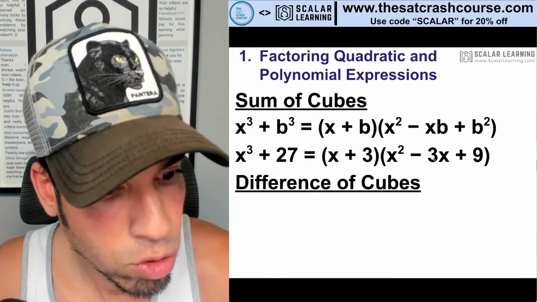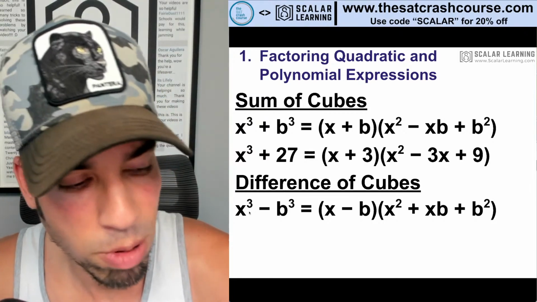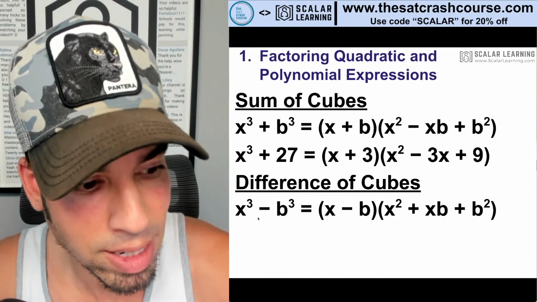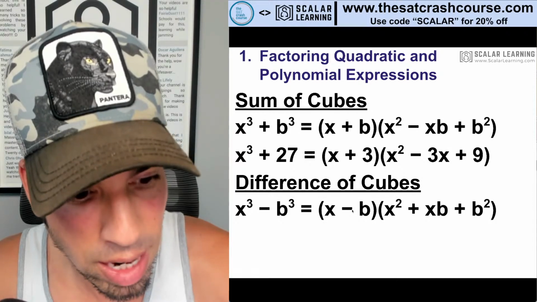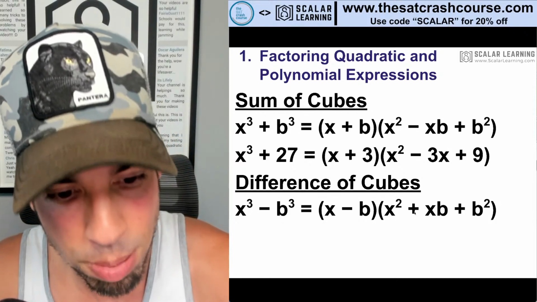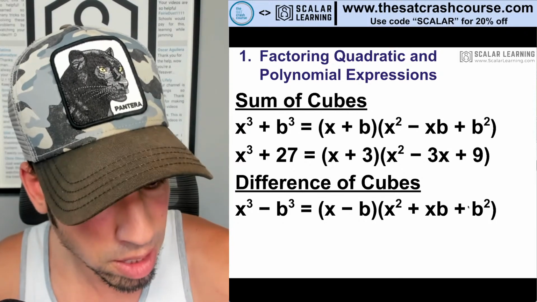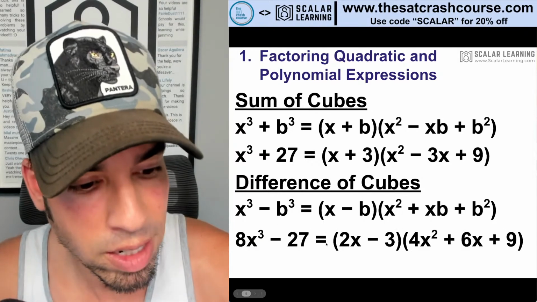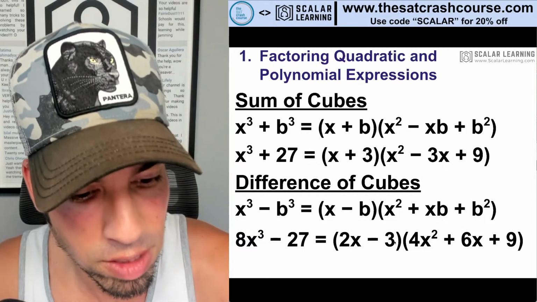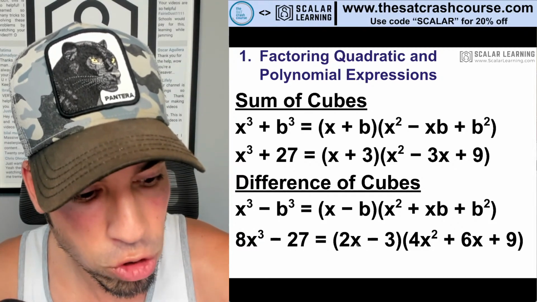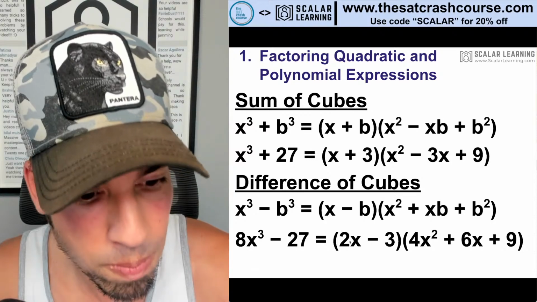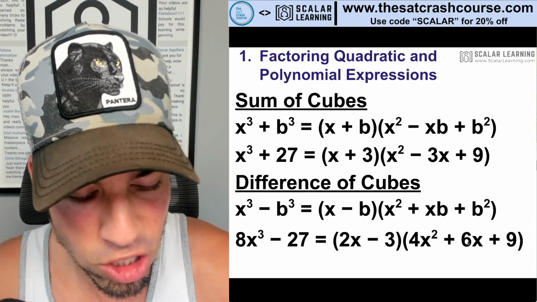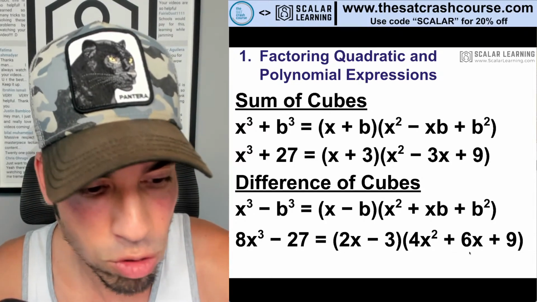So now we're into difference of cubes. So that is a difference of perfect cubes, x cubed minus b cubed. And again, we have that same breakdown: same, different, and then plus at the end. And now if we get an example here, cube root of 8x cubed is 2x, cube root of 27 is again 3. And then we get the first term 2x squared, which is 4x squared. The product of 2x and 3, which is 6x. And then we have the last term squared, which is 9.